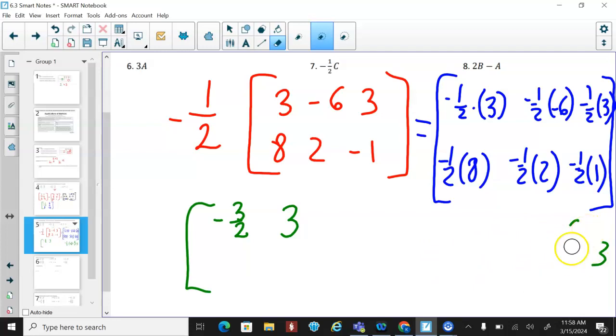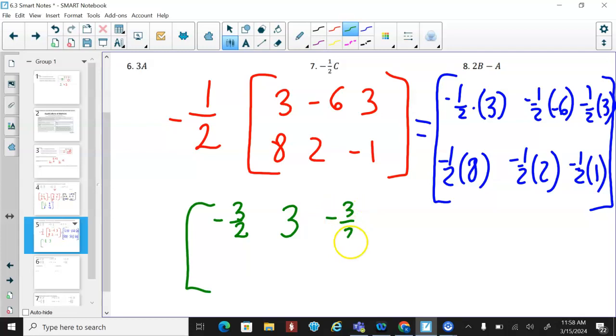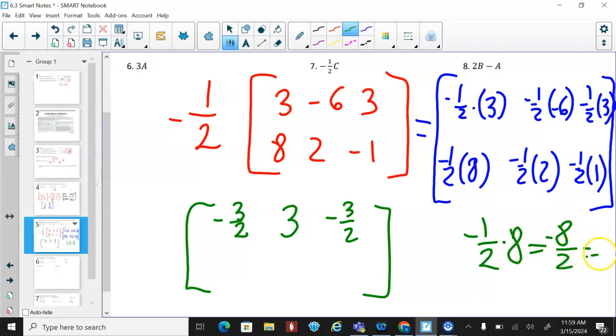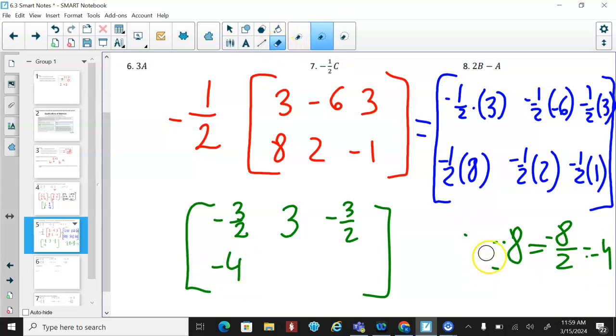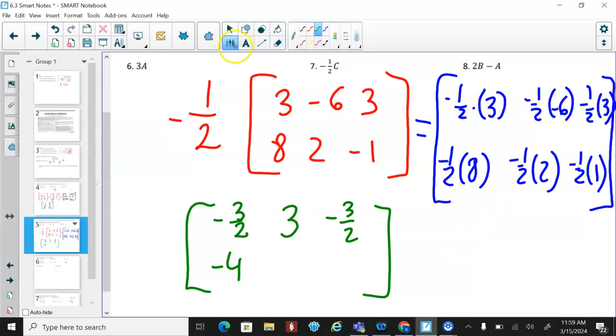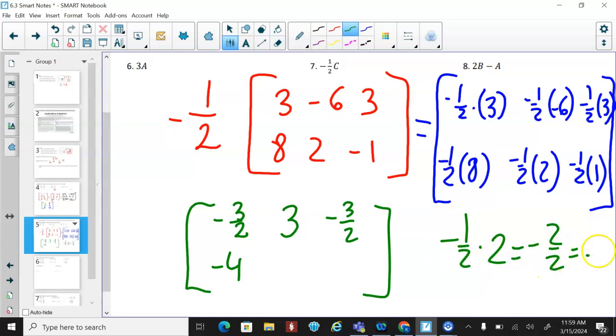All right. Negative 1/2 times 3, it's again negative 3 over 2. On the bottom, we have negative 1/2 times 8, which is negative 8 over 2, which is negative 4. Next one is going to be negative 1/2 times 2. So again, negative 1/2 times 2, it's negative 2 over 2, which is negative 1. All right, because again, 2 goes on the top. So you're going to get negative 1 here.